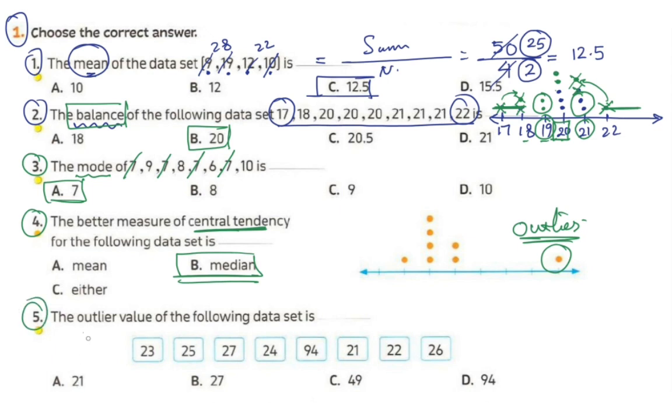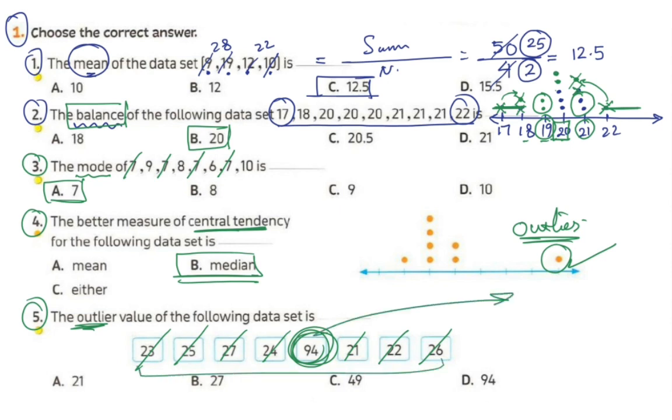Point 5. The outlier value of the following data set. The outlier, like this point. We have here 23, 25, 27, 24, 94, 21, 22, 26. Of course, all of these values are around 20, but this value is 94, so it's so far from all of these values. So the outlier here is 94.